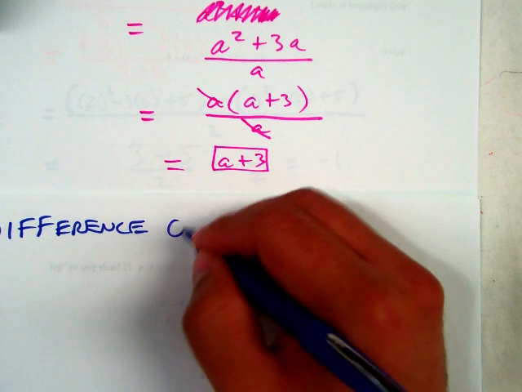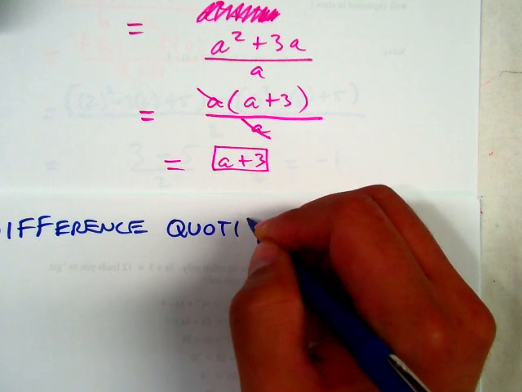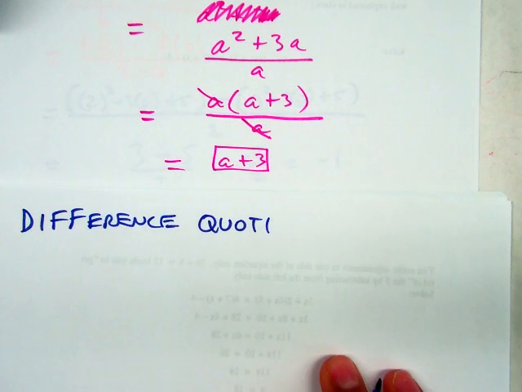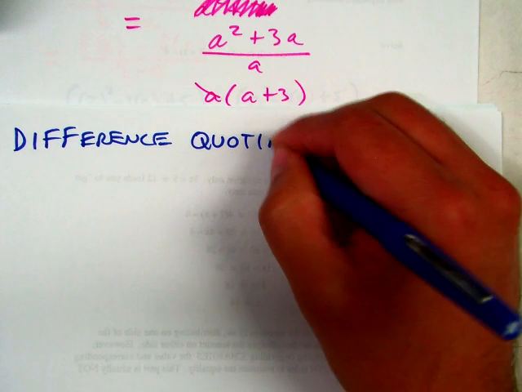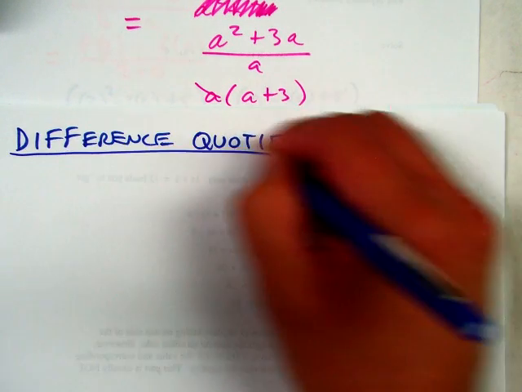Does it say difference or inference? Difference. Sorry, it was off the screen there a little bit. Difference quotients. There are two types.